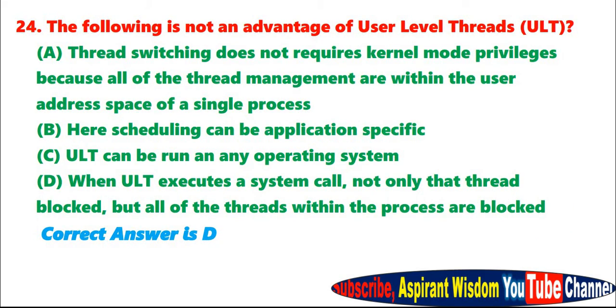24. The following is not an advantage of user level threads, ULT. A. Thread switching does not require kernel mode privileges because all of the thread management is within the user address space of a single process. B. Here scheduling can be application specific. C. ULT can be run in any operating system. D. When ULT executes a system call, not only that thread is blocked, but all of the threads within the process are blocked. Correct answer is D.